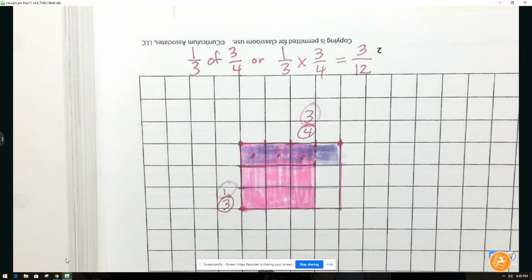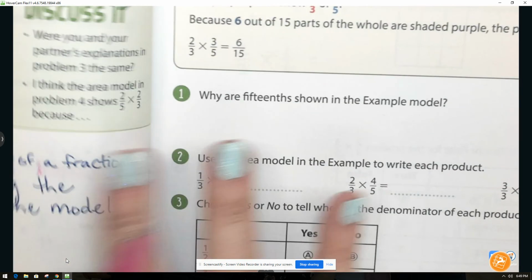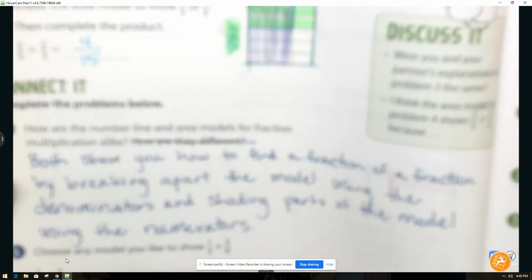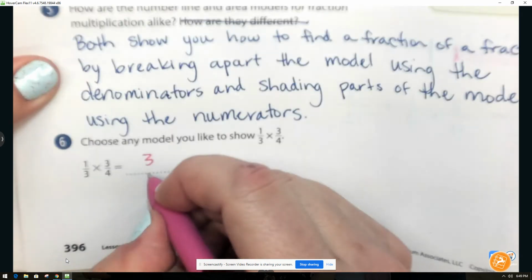Oh, sorry, I guess I could put the 3/12 down here. 3/12.